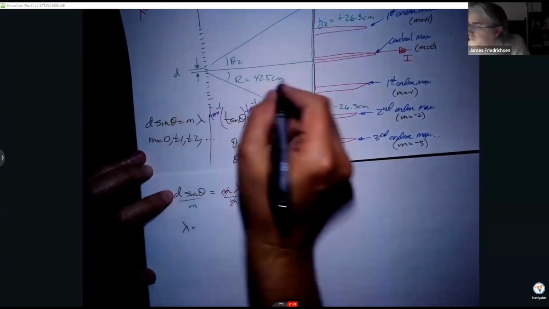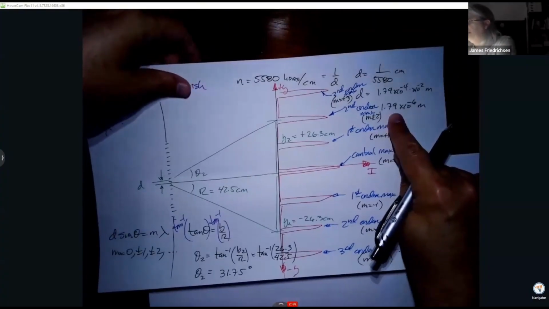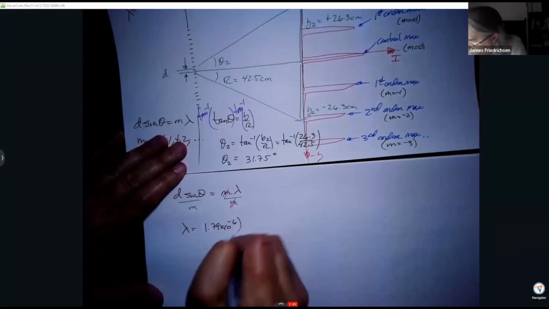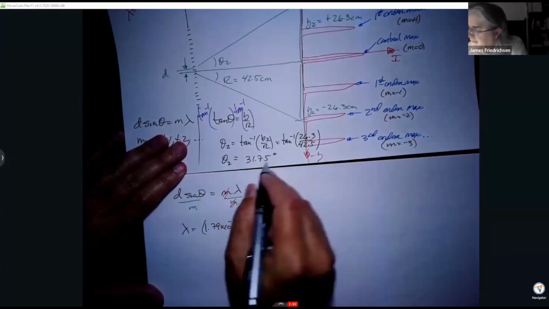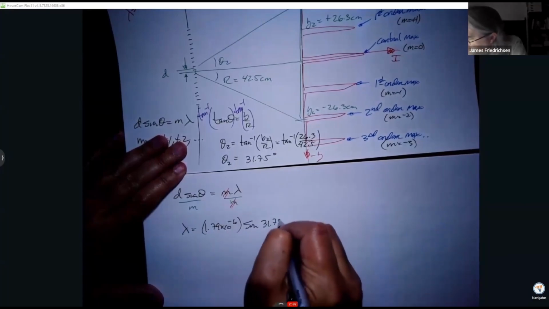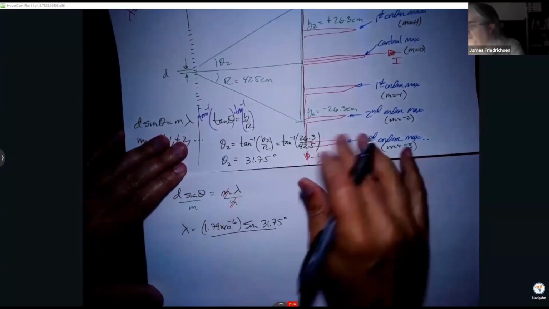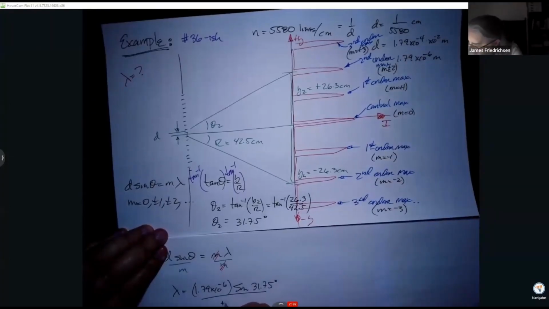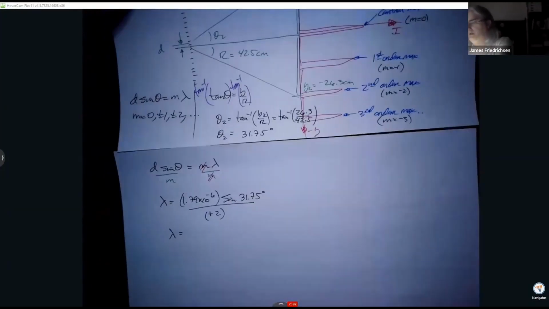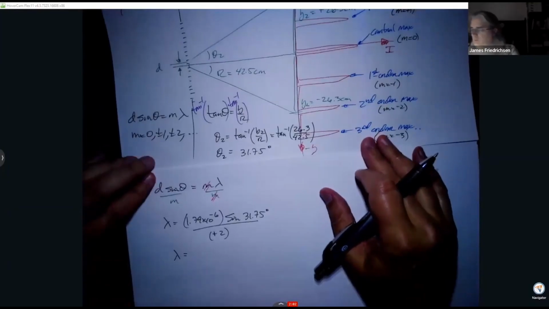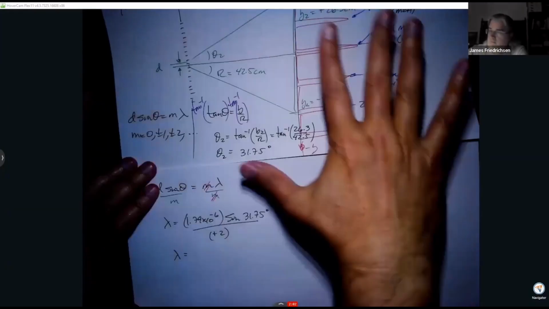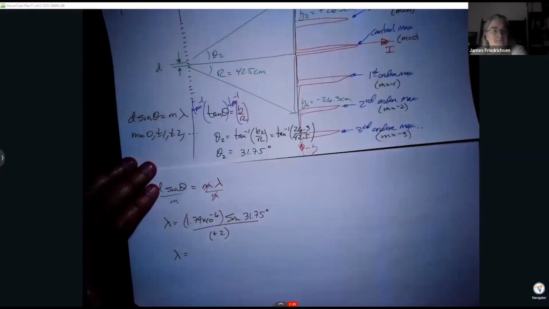The d value was our 1.79 times 10 to the minus 6 meters. Sine of our angle, that is not small, 31.75 degrees, over the order number, and we're doing the second order max, the second pair of brights. So that's going to be our plus 2. And so what wavelength are we working with here? Again, very similar to what we're going to do in the lab, we're going to measure things to determine the wavelength.